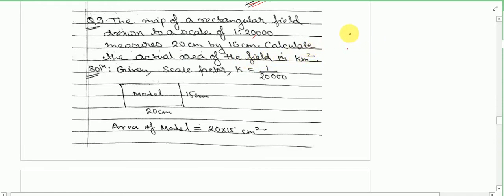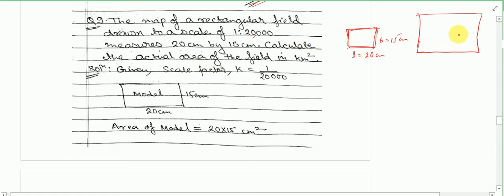So here they are trying to say that this is the paper map of that rectangular field, where the length in that map is 20 centimeter and the breadth is 15 centimeter. So they want to know what would be the actual dimension, the actual area of that rectangular field.